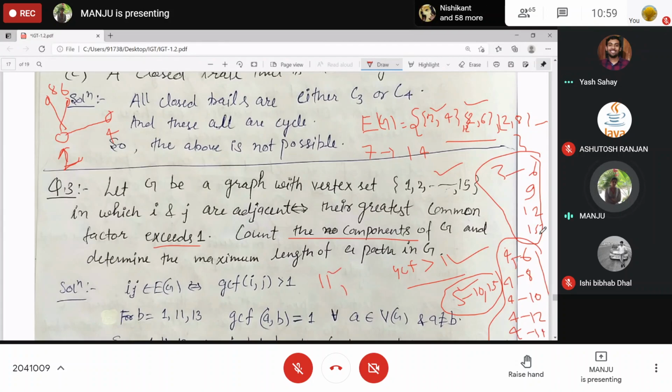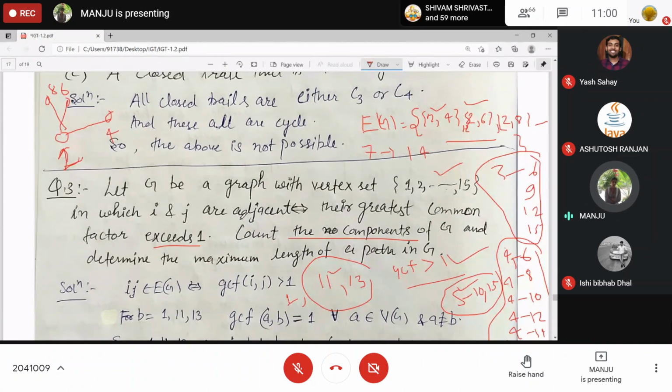12 will be adjacent with multiples of 3 as well as 2, right? All the evens and this one. 13 is isolated. 14 with 7 and all the evens. 15 with 5, 10 and all the evens, right? So how many isolated vertices? 1, 2, 3, and obviously 1 also. 1 is there. So 3 isolated vertices.